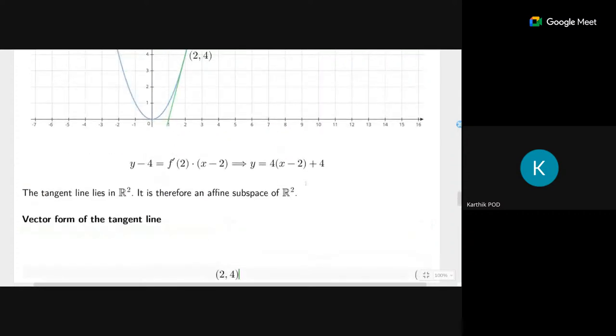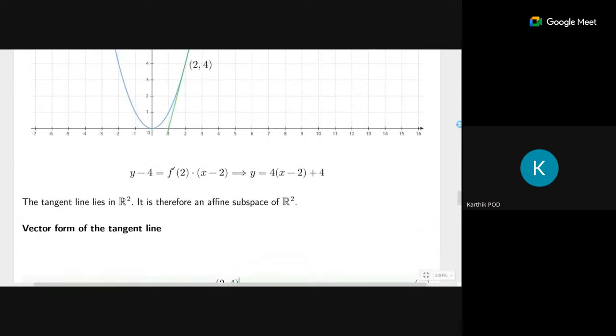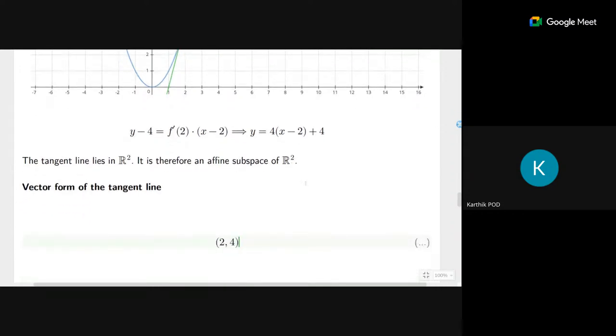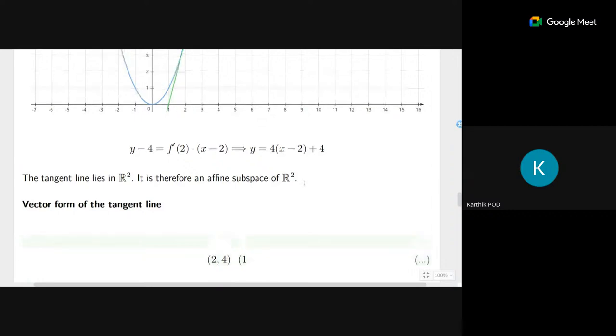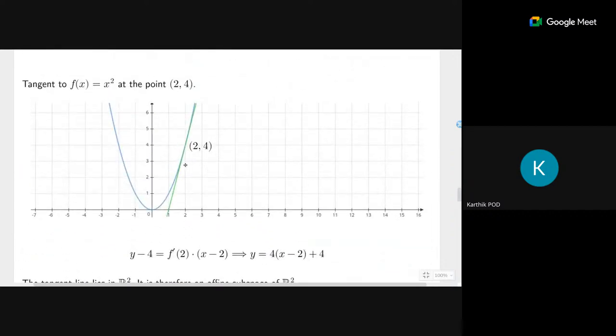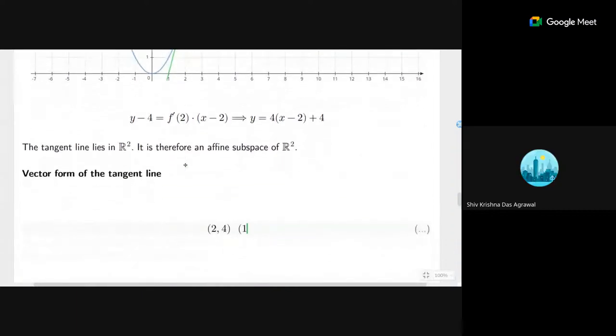Okay, and if you go a unit distance right along the x-axis, if I move by one along the x-axis, how steep will this tangent take me along the y-axis? What will be the rise in the y-axis?